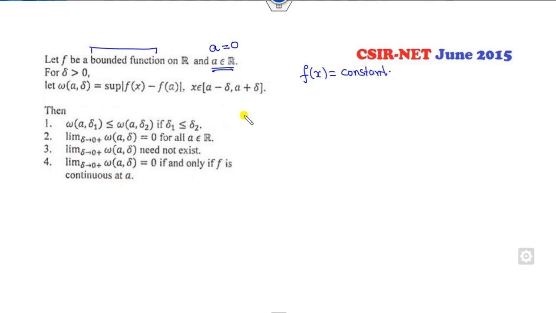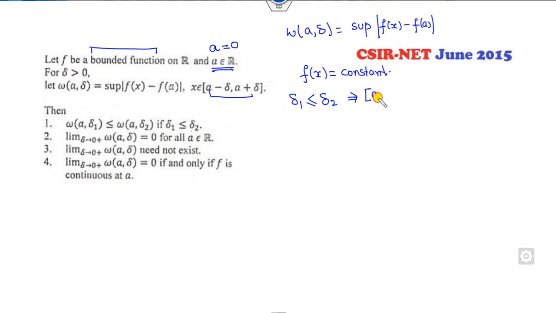Fine. Then omega is defined on a, omega of a comma delta, the supremum of |f(x) - f(a)|. Then which of the following is the correct statement? So it clearly says, if the first condition holds, what does it mean?